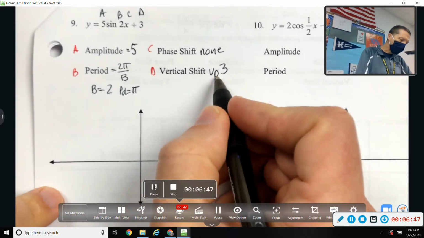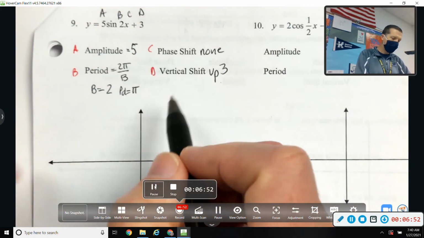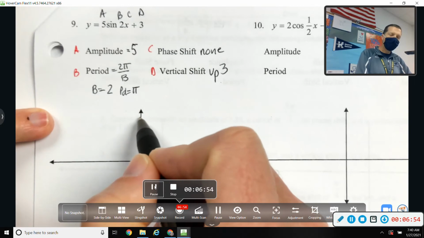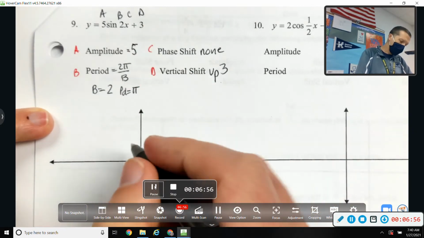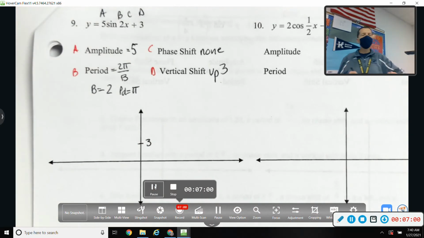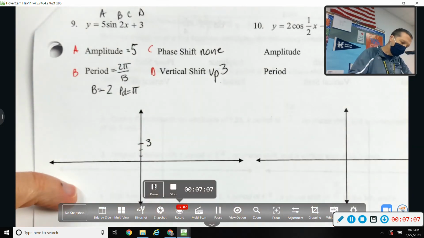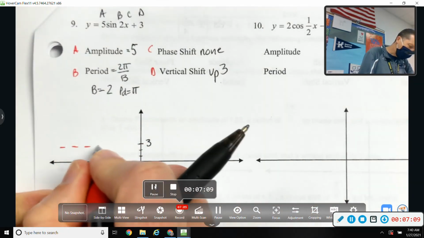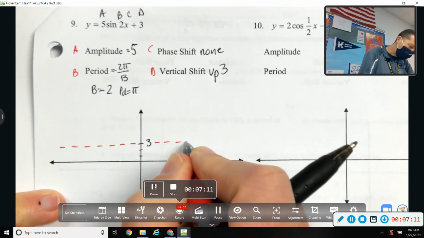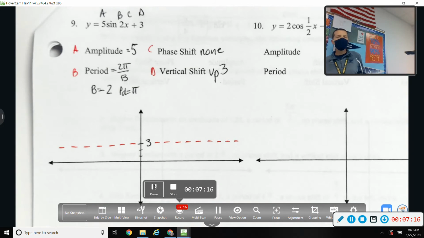Vertical shift is up 3. Amplitude is 5. So again, be careful. Those kind of go together. So I don't want to put 3 way up toward the top and then have to go 5 more. So we'll say 3 is right there. That way I can add 5 to it and not be way off the graph. There's my new midline. No phase shift.